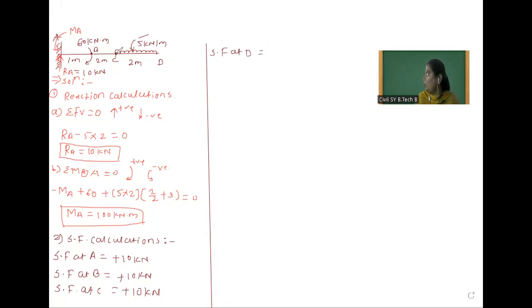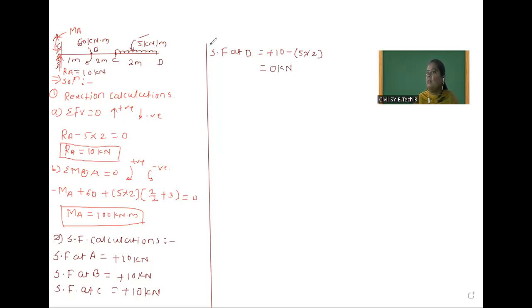Up to this C point, shear force is plus 10. Now you observe here in between C to D, a uniformly distributed load is there, and this load is going downward. If load is going downward, then we will consider minus. And here, since it is a uniformly distributed load, we have to multiply by span. So 5 into 2. You calculate and tell me shear force at D, which is equal to 0 kilonewton.